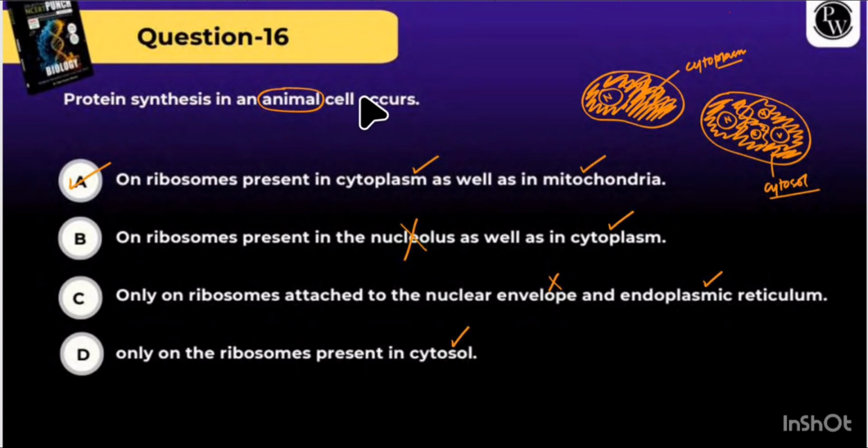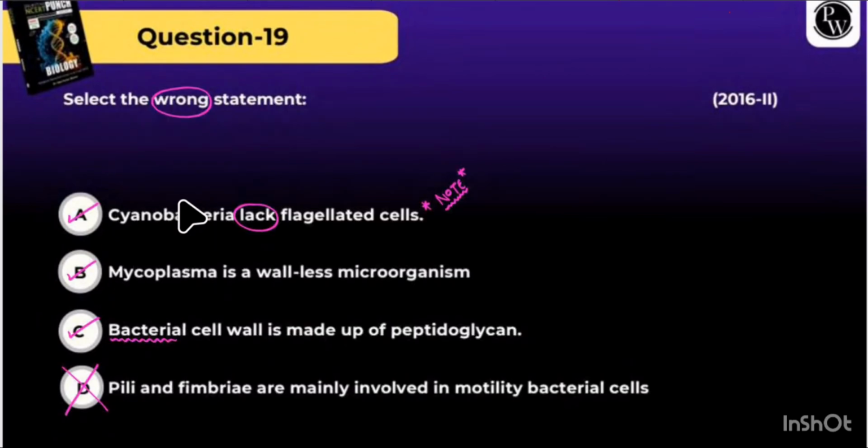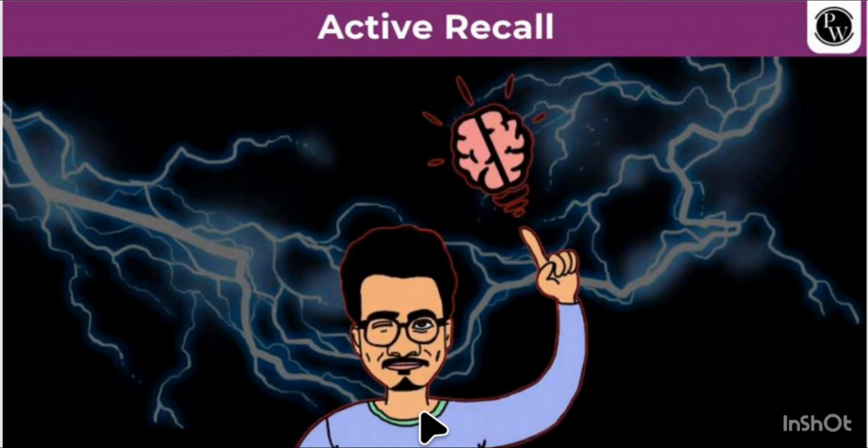Protein synthesis in animal cells occurs on ribosomes present in the cytoplasm as well as in the mitochondria. Many ribosomes may associate with a single mRNA to form multiple copies of polypeptides simultaneously. Such a string of ribosomes is called polysomes. Select the wrong statement. Obviously, cyanobacteria lack flagellated cells. Yes, mycoplasma is a wall-less microorganism. Bacterial cell wall is made of peptidoglycan. But pili and fimbriae are mainly involved in protecting the bacterial cell. No, that's wrong. So that's all.